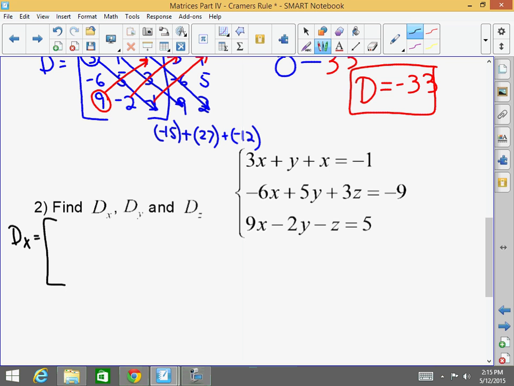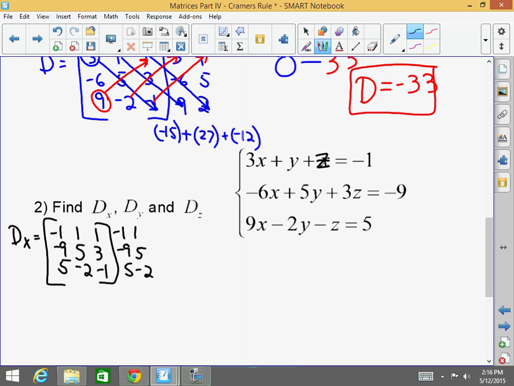My dx, I'm going to replace my jkl with my coefficients of x. So instead of the 3, negative 6, and 9, I'm going to have negative 1, negative 9, 5. Then I keep the coefficients of y and z. And if you notice there's a typo here, that should be a z. This is a 1, 5, negative 2. And then I have a 1, 3, negative 1. Then I bring over the negative 1, 1, the negative 9, 5, and the 5, negative 2.